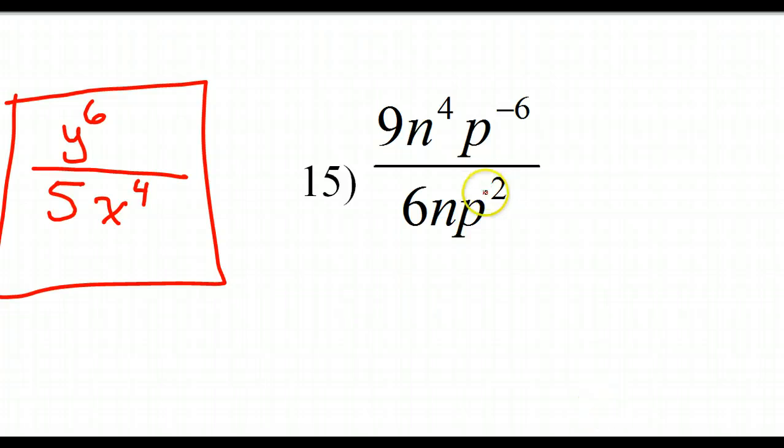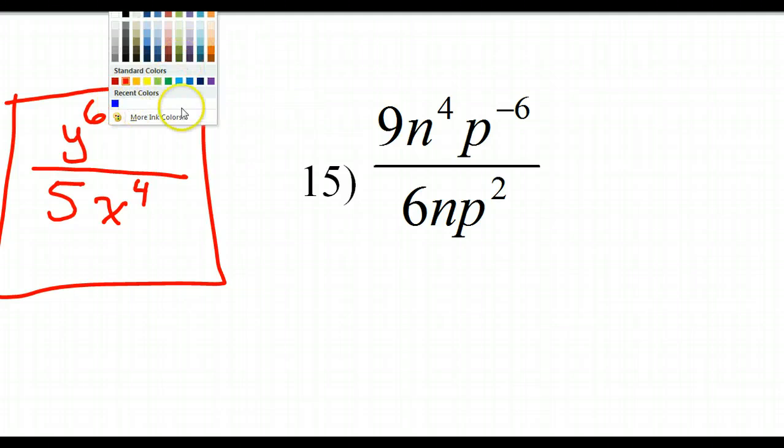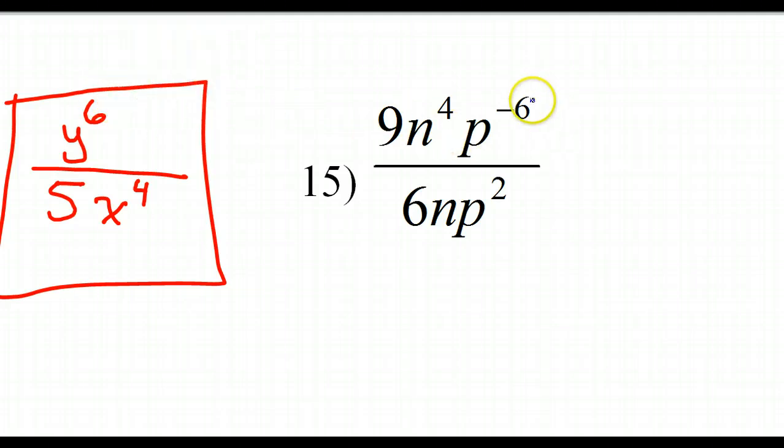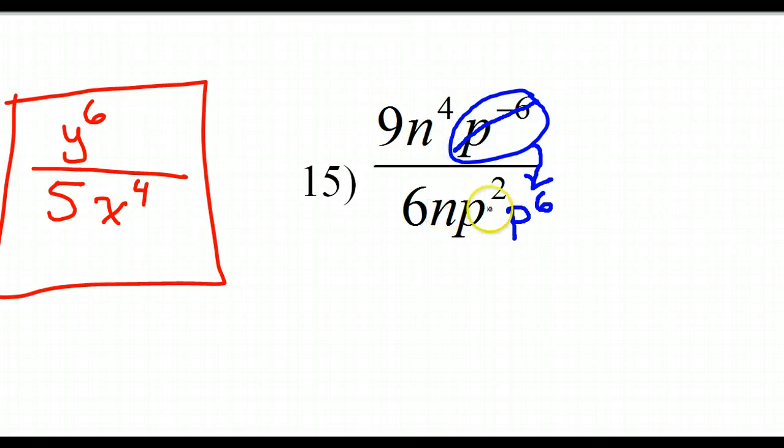Look at number 15. If I were you, I would move anything that was negative before I got started. So to that end, hopefully you see that we've got this one variable with a negative exponent. So it has to move to the other side. So this p to the negative 6 is going to drop down to the bottom and become p to the positive 6. Alright, so that is now gone because it's down here. Then you can go ahead and continue and do the rest of the problem.